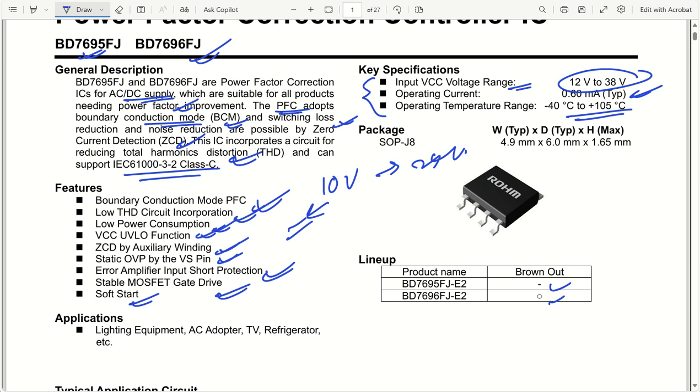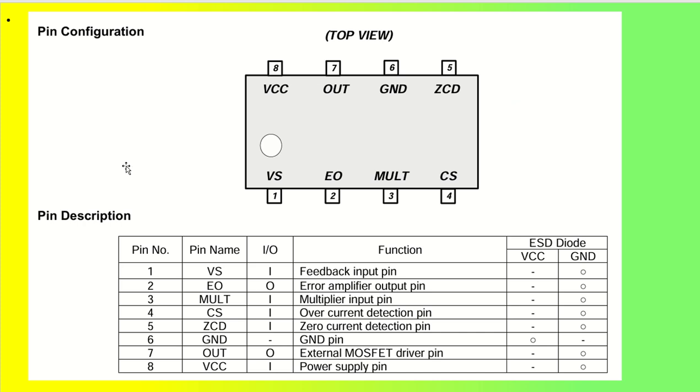So why don't we do the pin configuration first, then it will be easy for us to understand the complete circuitry. How it works and all those things we'll see one by one. So this is my PFC IC that we are going to talk about. It has 8 pins.